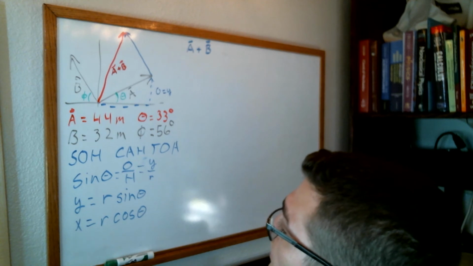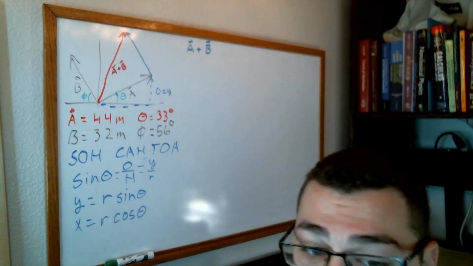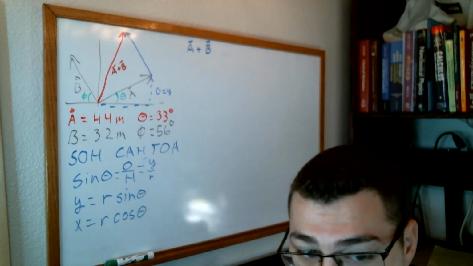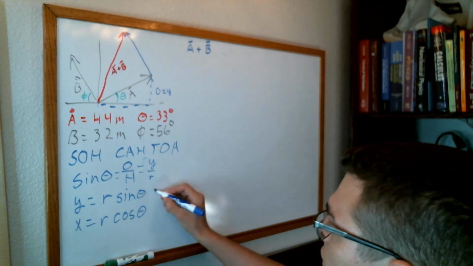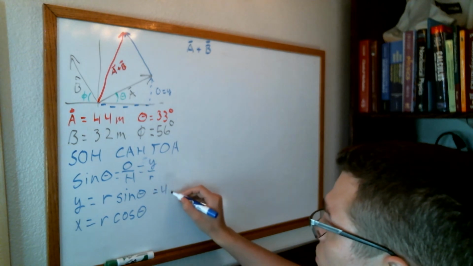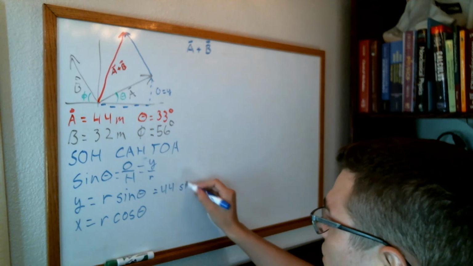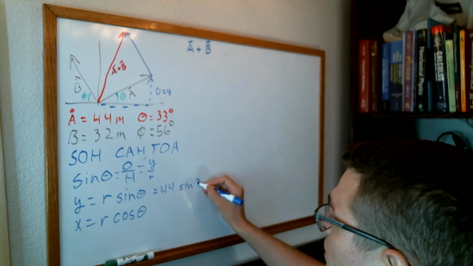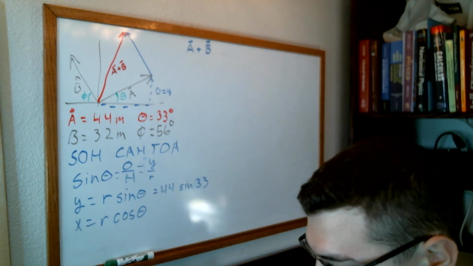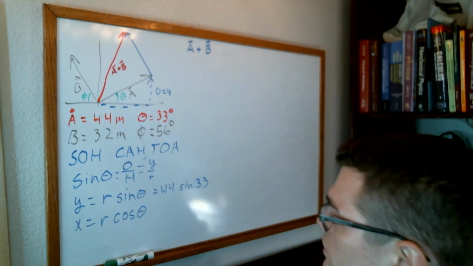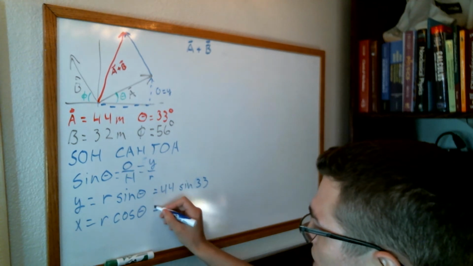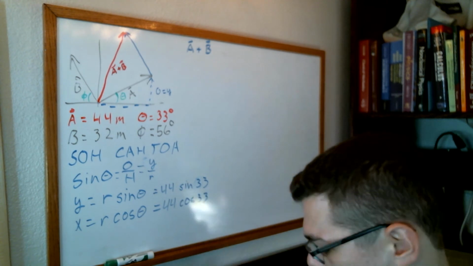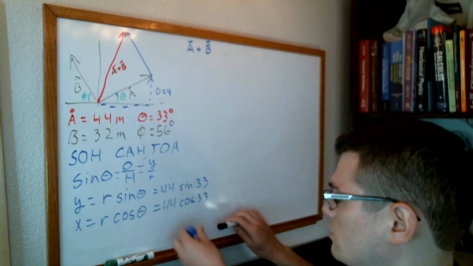Okay, so now all we have to really do is some plugging and chugging here, and we'll get to a place where we can see what we're doing. So let's take these. This will be 44 times sine of theta, where theta in this case is going to be 33. And then same thing down here. I'll map both these out first. So 44 cosine of 33.